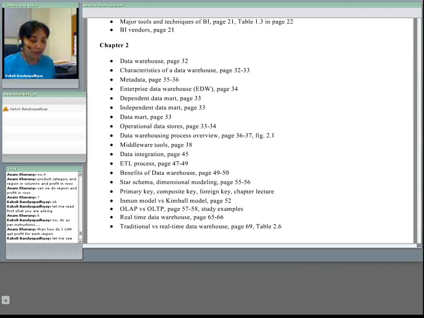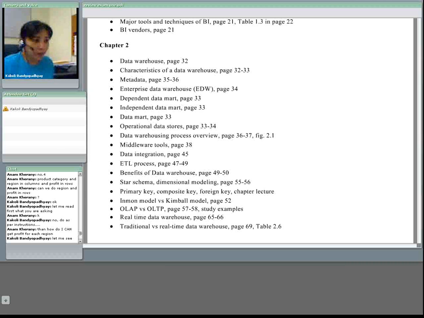You can listen to the chapter video, you can read from the book, you can look at the PowerPoint slides, but you need to know what is extraction, like selecting data from one or more sources, what is transformation, converting data from the original form to the form that the data warehouse needs, and loading, putting the converted data into the data warehouse.